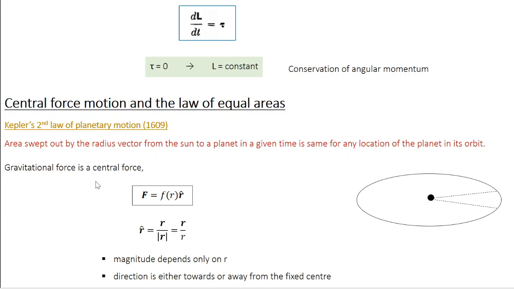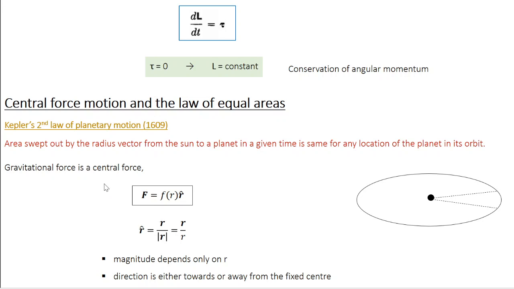As I said, gravitational force is a central force. It has the general form F equal to F of r times r cap, where F of r is a scalar function which depends only on the distance vector r, and r cap is the unit vector, which is defined as vector r divided by its modulus.